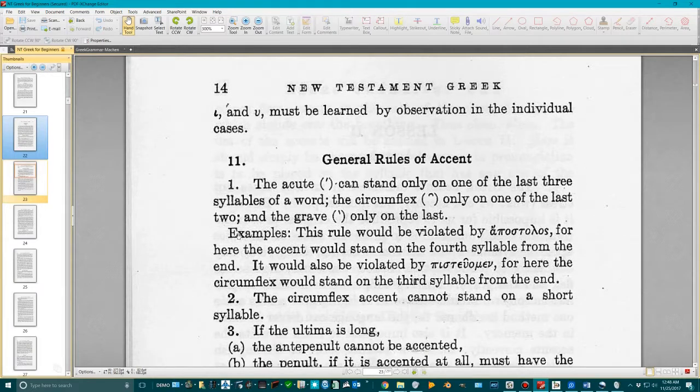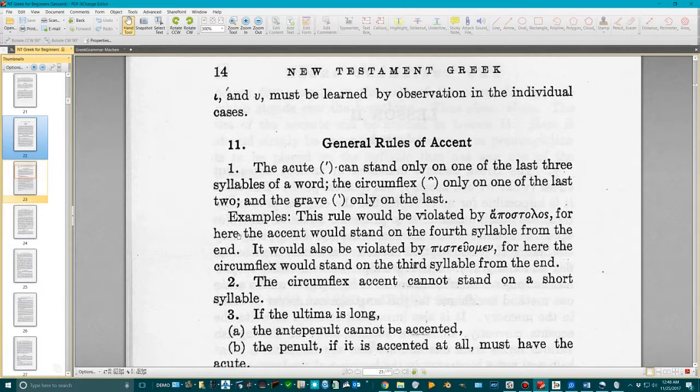Next thing to deal with. This is the first part of the lecture. We're not going to talk about other things except in the second half of the lecture. In this first lecture, we're just going to deal with the very basics. The first part is knowing the three syllables: the ultima, the penult, and the antepenult. The second thing we're going to learn is identifying the three types of accents in the Greek. There are three types of accents.